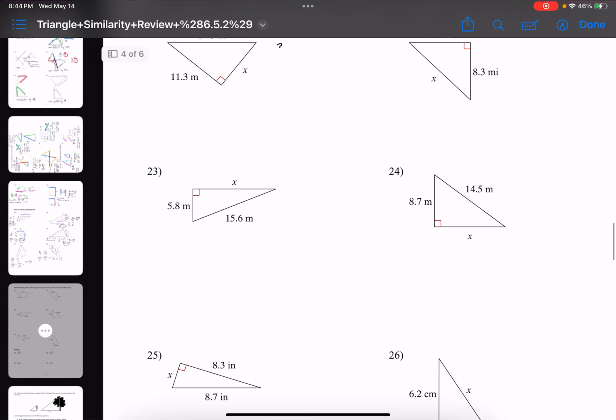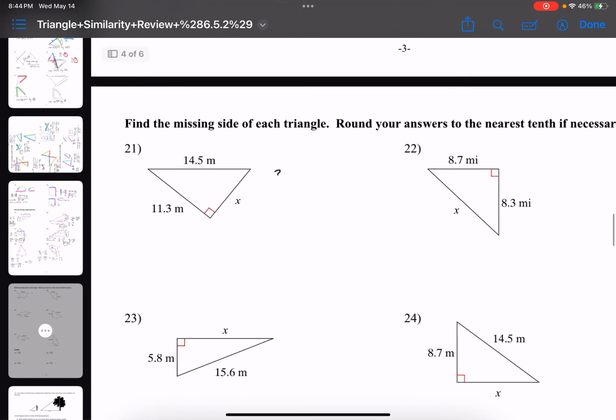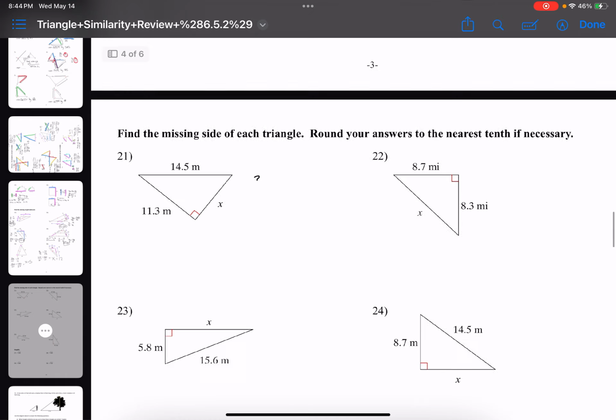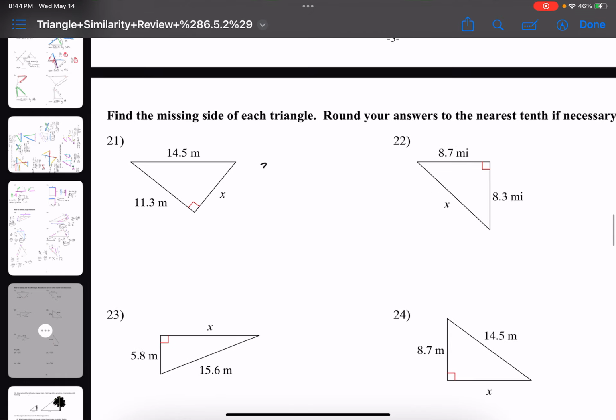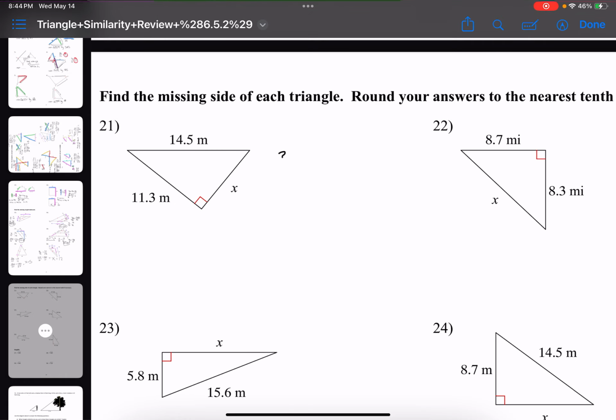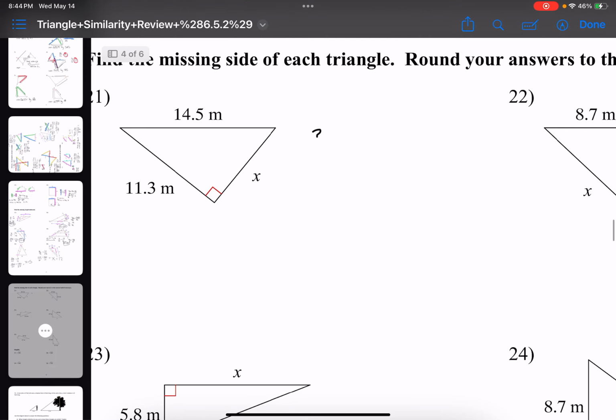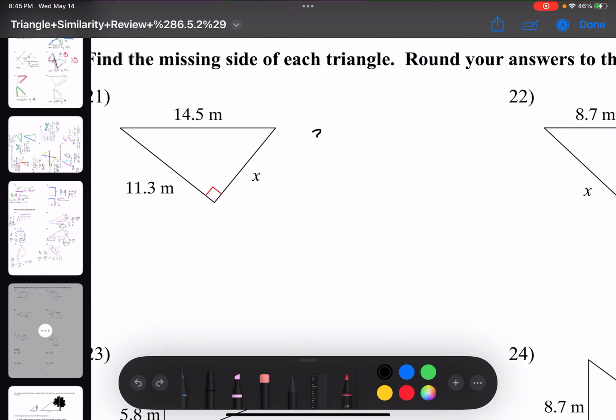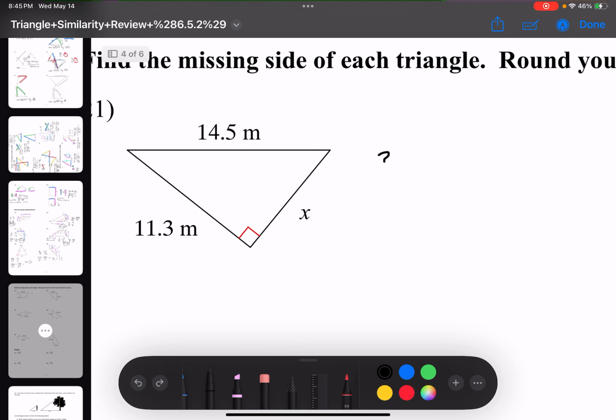Okay guys, so this is find the missing side of each triangle. Round your answers to the nearest tenth if necessary. So basically when you see these specifically, you're gonna use the Pythagorean theorem.